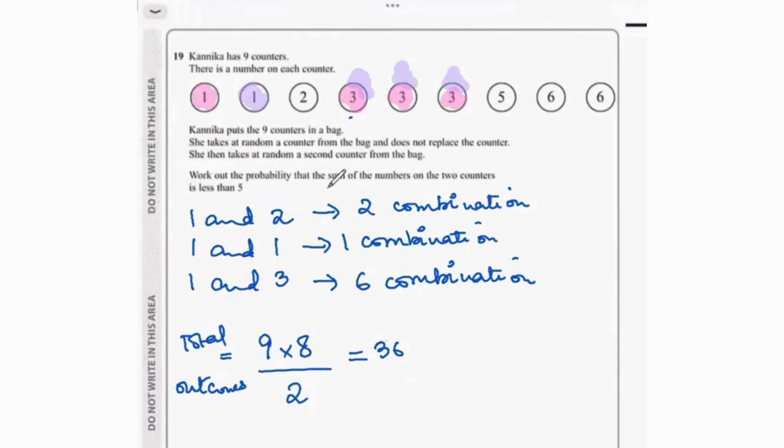Now for the probability that the sum of the numbers on the 2 counters is less than 5, the probability is going to be 9 out of 36, which is equal to 1 over 4. Out of the 36 total outcomes, 9 outcomes will give an answer which will be less than 5.